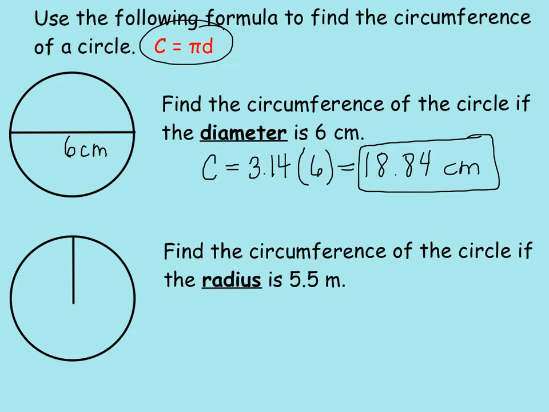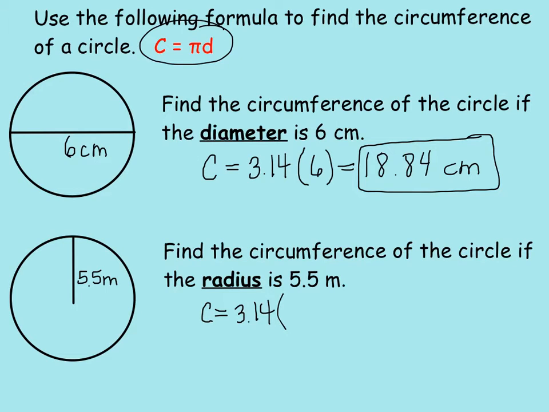Alright, now let's try the second circle. If you notice the line on the second circle, it only goes halfway across. That means that that's the radius. In this problem, the radius is 5.5 meters. Let's find the circumference. Circumference is equal to pi, which is 3.14, times the diameter.